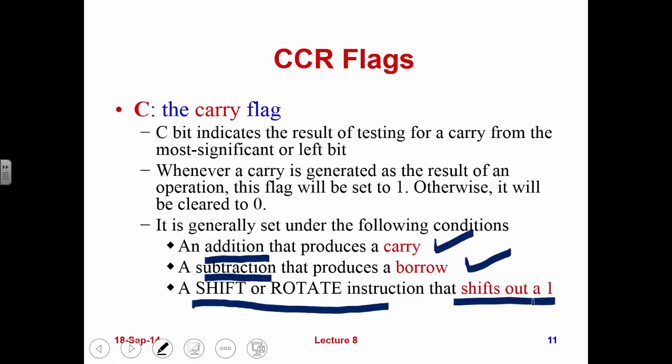So I would like to go back to lecture 5 to show you where we can see the shift and rotate instructions. They can also make the carry bit 1.